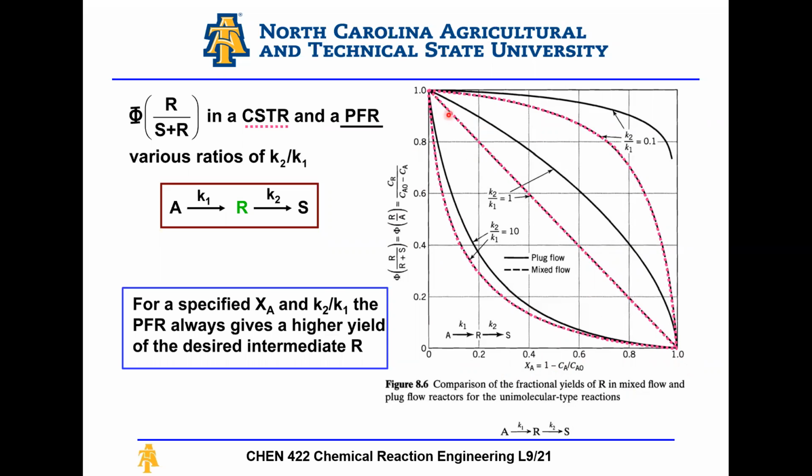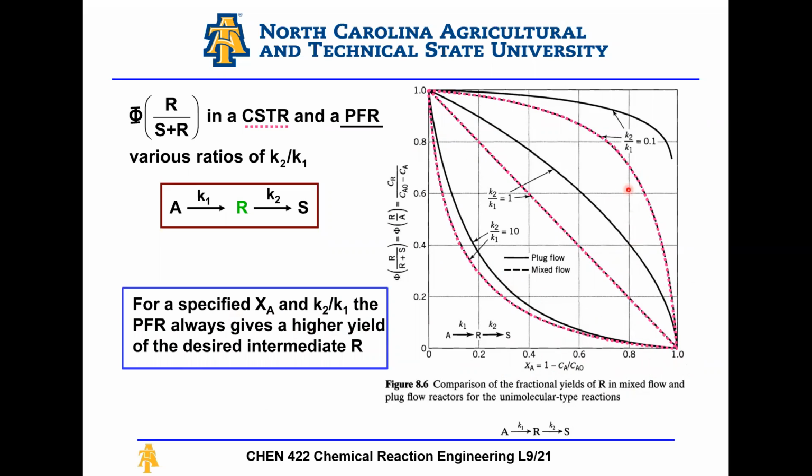I have two sets of lines. The pink lines or the dashed lines are for the mixed flow reactors or for your CSTR, and the black lines are for the PFR. And as you can see here, for a specific X_A and K2 over K1, the PFR will always give you a higher yield of the desired intermediate R.